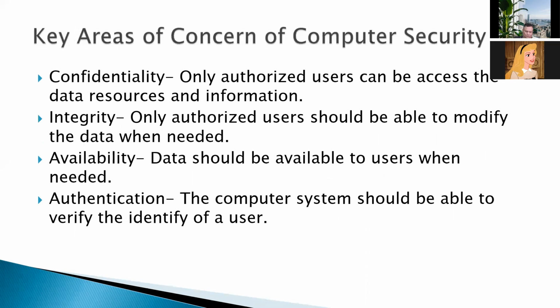Key areas of concern of computer security. Confidentiality: only authorized users can access the data resources and information. Integrity: only authorized users should be able to modify the data when needed. Availability: data should be available to users when needed. Authentication: the computer system should be able to verify the identity of a user.